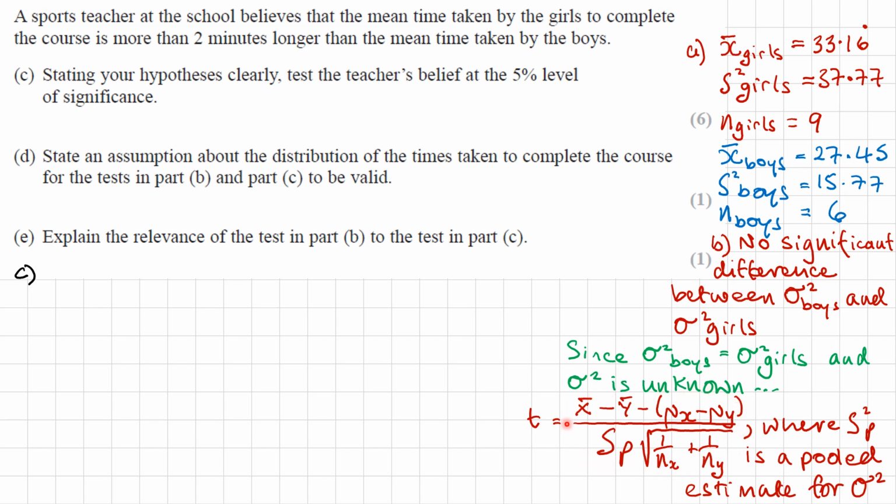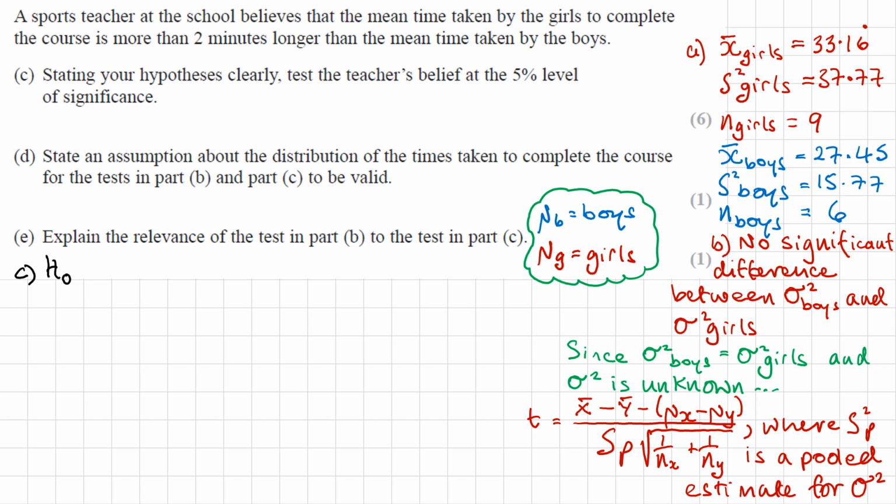This is going to be the t distribution, and down here we've got S_P, where S_P squared is a pooled estimate for the population variance. So it's going to be a full hypothesis test, so we start with H0 and H1. Now I'll be using mu sub B to stand for the mean of the boys, and mu sub G for the mean of the girls.